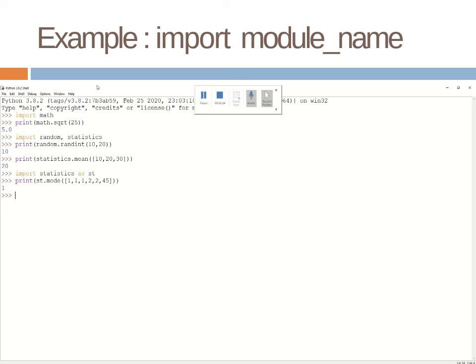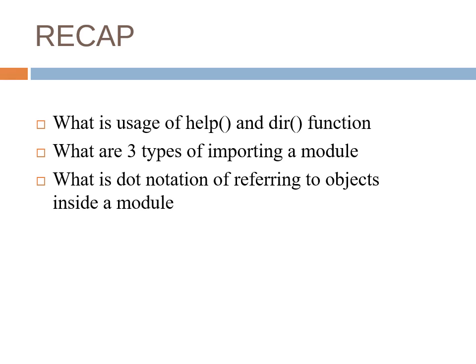In your particular file, by now you will be able to answer these questions. What is the usage of the help and dir functions? What are the three types of importing a module? What is dot notation for referring to objects inside a module?